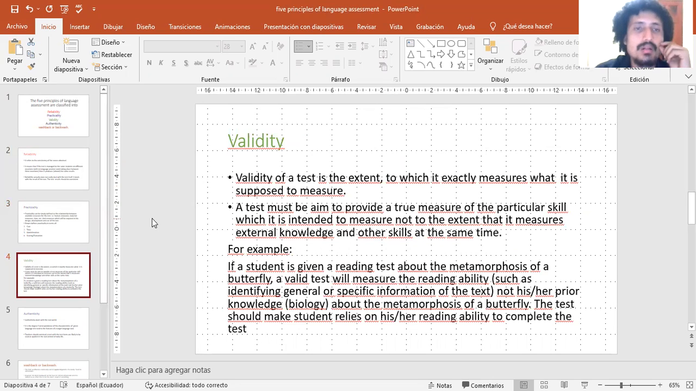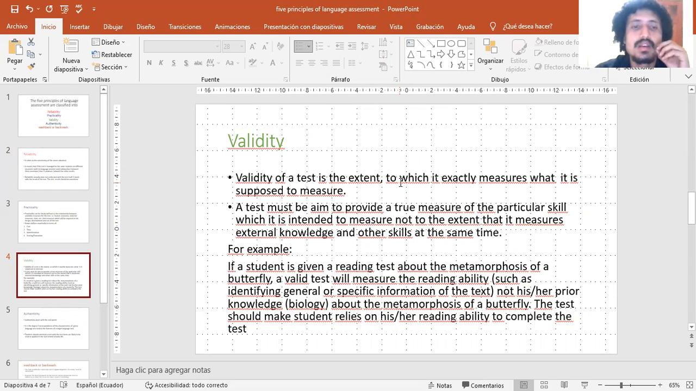Now let's talk about the validity. Validity of a test is the extent to which it exactly measures what it's supposed to measure. A test must be aimed to provide a true measure of the particular skill which it's intended to measure, not to the extent that it measures external knowledge and other skills at the same time.